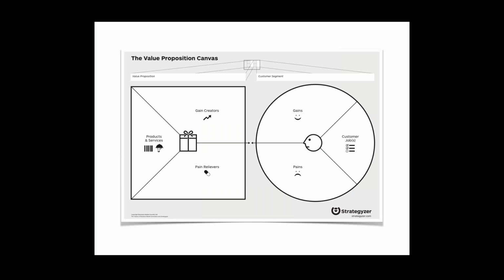More recently, Strategizer has come out with a tool, the Value Proposition Canvas, which is pretty neat. It takes a deep dive into two of the building blocks of the Business Model Canvas, the value proposition building block and the customer segment building block, and we'll spend a good bit of time on this today.